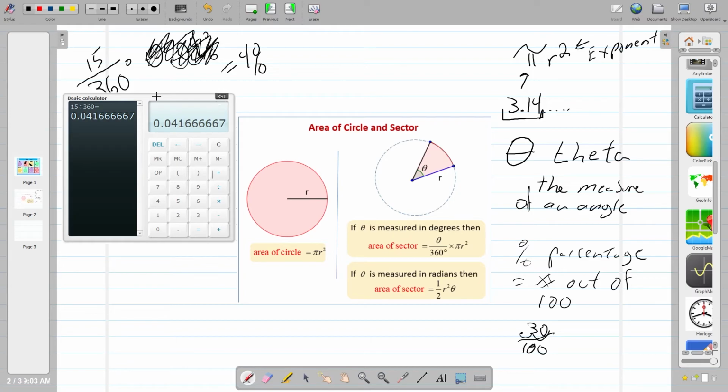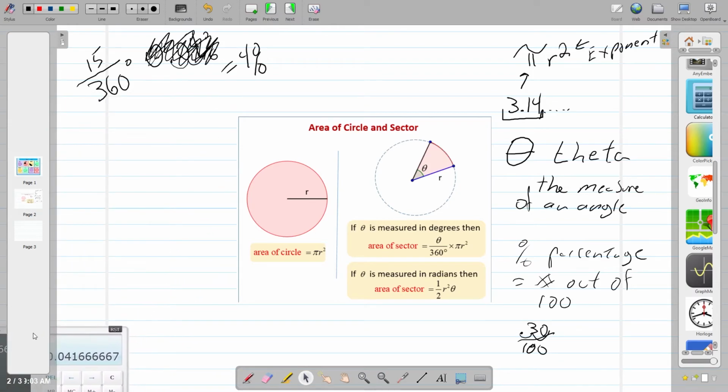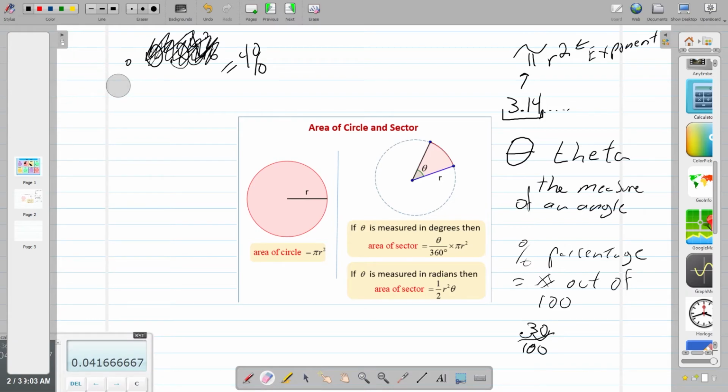All right, now I'm going to move this little guy out of my way. All right, so where was I? Oh, we were explaining area of a sector.